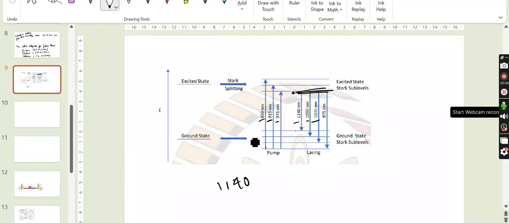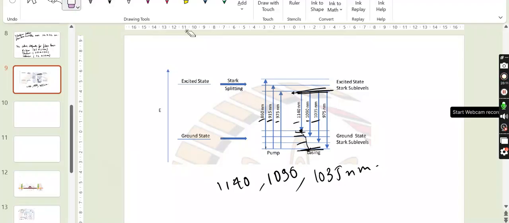For 1140, 1090 and 1035 nanometer, we can see that these Stark levels are not that populated. So from here, they also decay to the lowest Stark level of the ground state non-radiatively. So for these wavelengths, the fiber laser works as a 4-level laser.